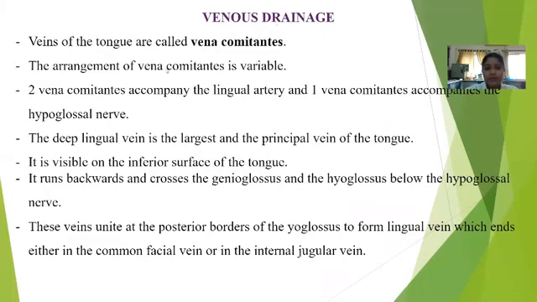Venous drainage. Veins of the tongue are called venae comitantes. The arrangement of venae comitantes is variable. Two venae comitantes accompany the lingual artery and one venae comitantes accompanies the hypoglossal nerve. The deep lingual vein is the largest and the principal vein of the tongue. It is visible on the inferior surface of the tongue. It runs backwards and crosses the genioglossus and the hyoglossus below the hypoglossal nerve. These veins unite at the posterior border of the hyoglossus to form lingual veins which end either in the common facial vein or in the internal jugular vein.